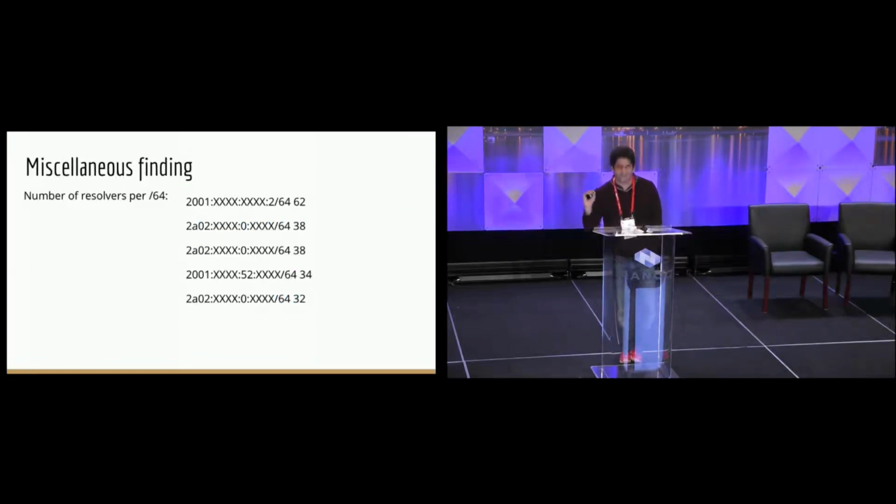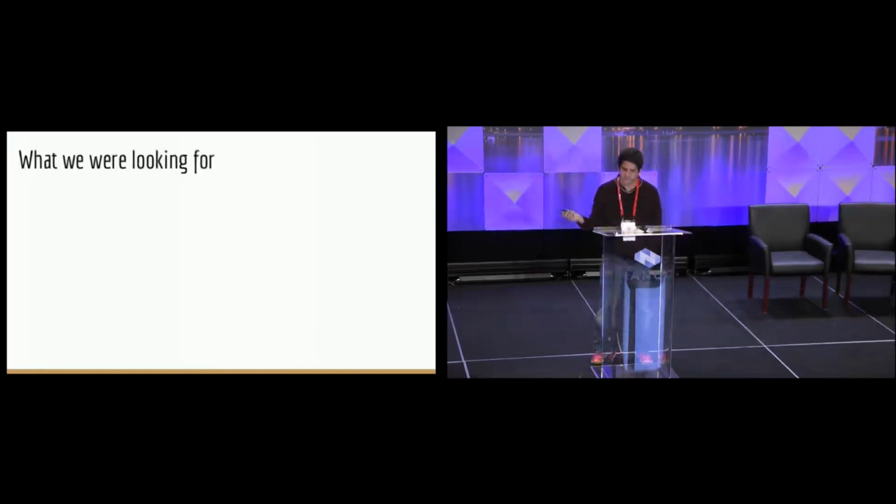And we have found something that is interesting, at least from my point of view. We have identified that certain /64 prefixes have a lot of resolvers in each. For example, in the first line, we found 62 servers in only one /64 IPv6 prefix. We believe that this is because of the privacy addressing that some operating systems have implemented. But this is, from my point of view, quite interesting too.